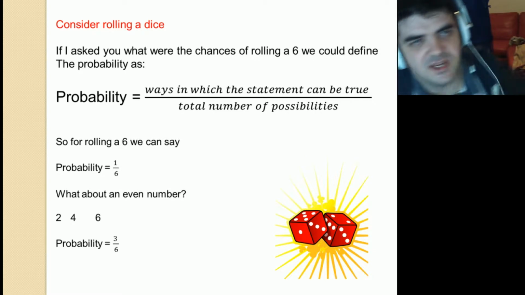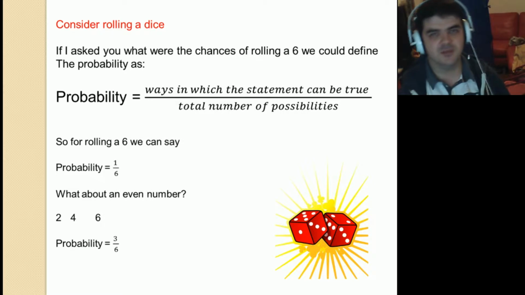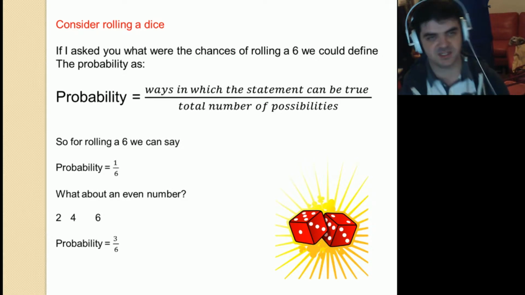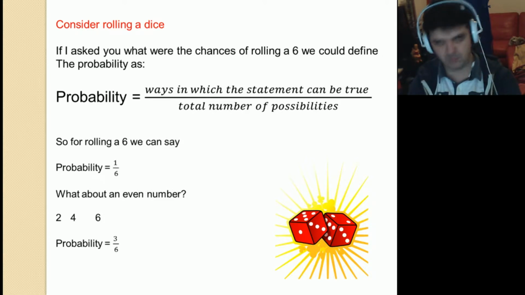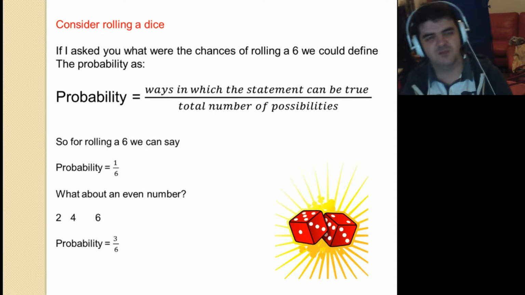We're going to consider rolling the dice. If I asked you what were the chances of rolling a 6, and I told you that the way we define probability is this. Probability is a fraction, where the top number is the ways in which a statement can be true, divided by the total number of possibilities. So if we use the example of rolling a 6, what's the chance of rolling a 6? The ways in which that statement can be true can only be one way. The only way we can roll a 6 using one die is to actually roll a 6. If we roll a 4, that's not a 6. Roll a 3, that's not a 6. The total number of possibilities when rolling a die are 6. There are 6 sides, or 6 faces to a die, so there's 6 possibilities. So the probability of rolling a 6 on a die is 1 out of 6.